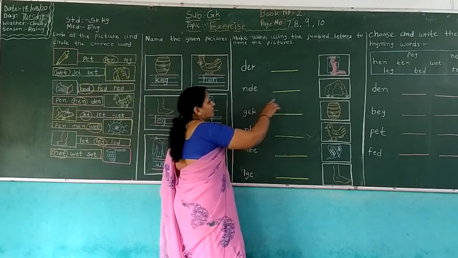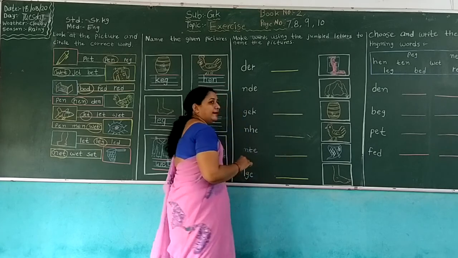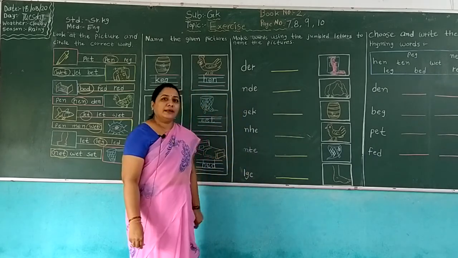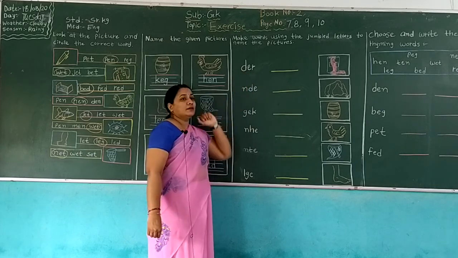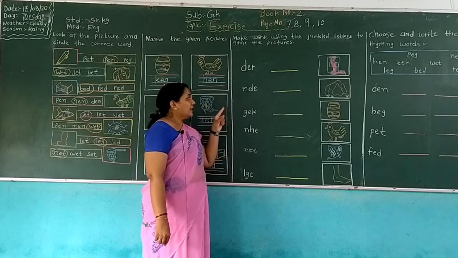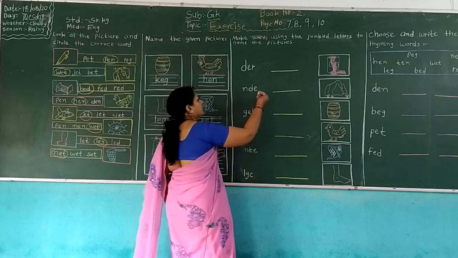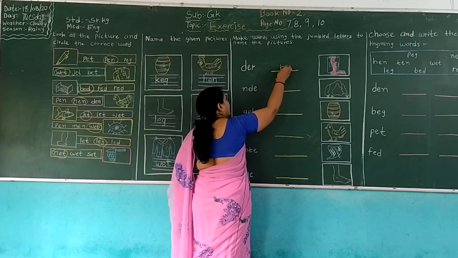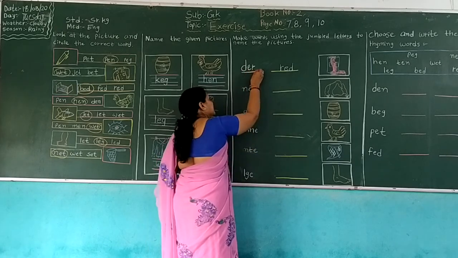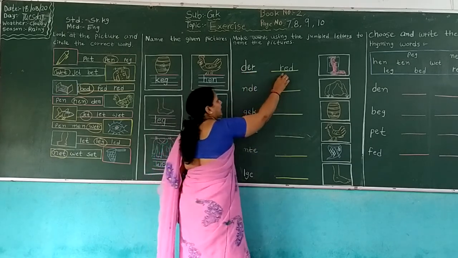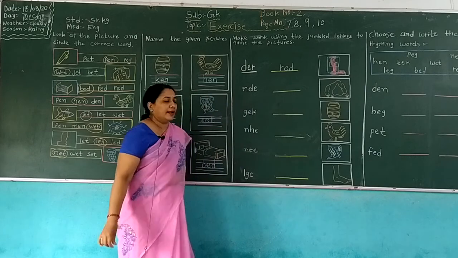So right here, which picture is this? It's a red color picture. You know everybody, red color. And right here, D-E-R. It's a jumbled word. Okay? So we write the correct word: red. Now we make the correct word, red.